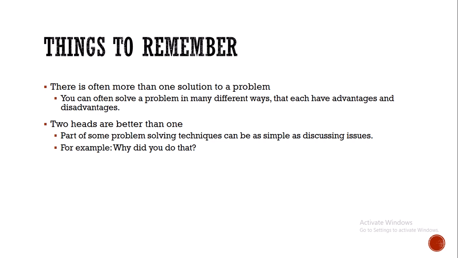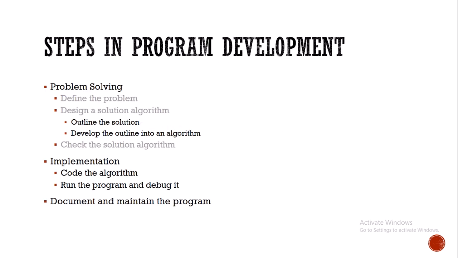Now the steps involved in program development are: firstly, in problem solving, we define our problem. Then for that problem we design a solution algorithm, which clearly identifies the steps that will be involved in solving the problem, as we outline our solution and then develop that outline into an algorithm. After that we check the solution algorithm. We verify it. Then in the implementation phase, we code the algorithm that we have written and verified. After writing code, we run the code and debug it. At last, the program written by us is documented and further maintained.